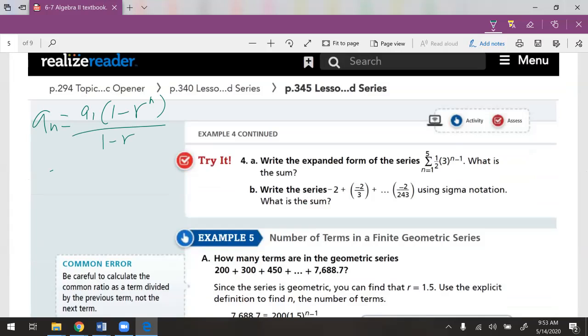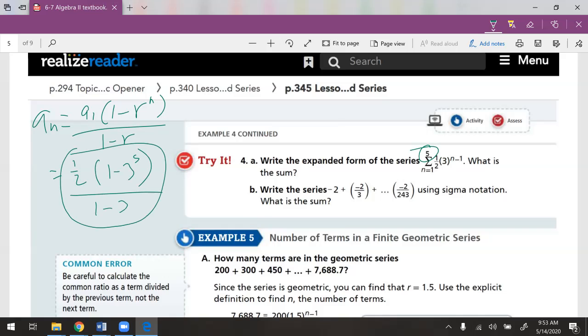Let's fill in the numbers, okay? We know the first number is 1/2 in this, multiplied by 1 minus 3 to the power of 5. That number on the top is how many numbers we want to find. Over 1 minus 3. There you go. That's your first part, okay? Ignore part B. I'm not even gonna have you guys focus on part B. It's just too much of a mess, okay?